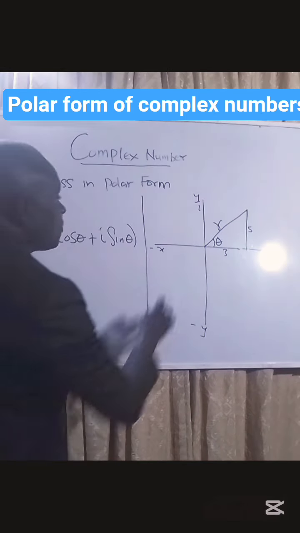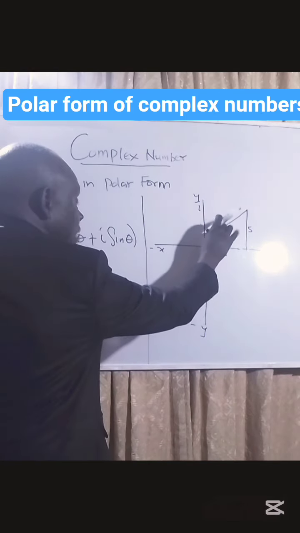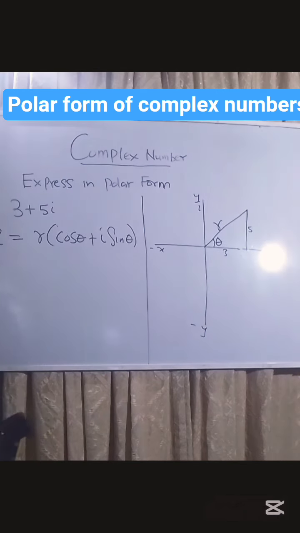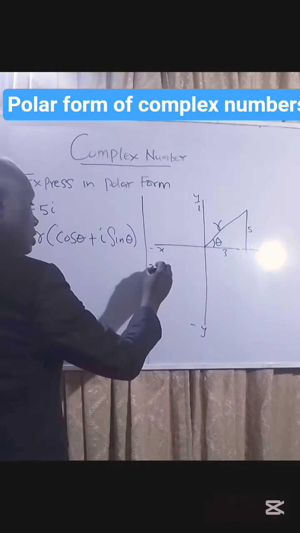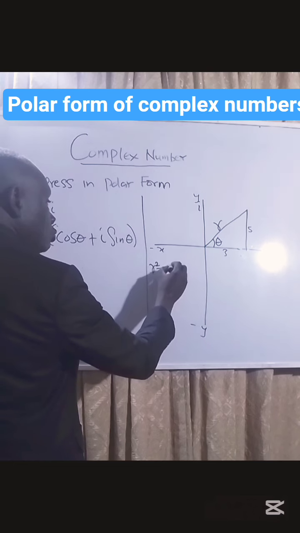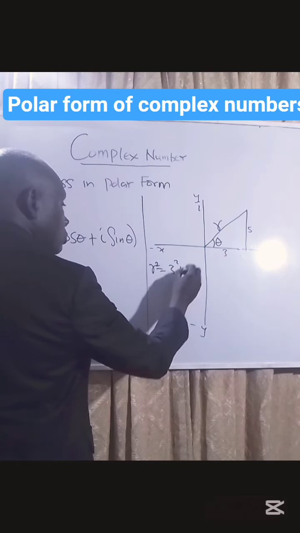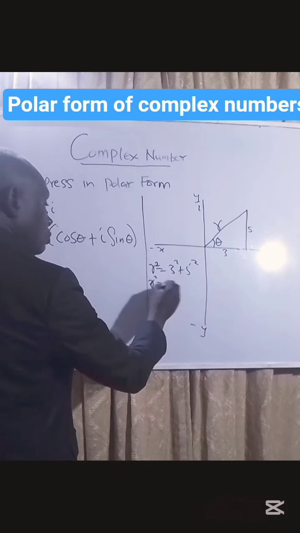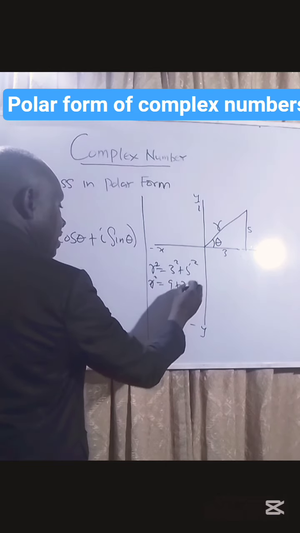Now, first of all, let us take a look at how we can obtain the value of r, which is the modulus of the complex number. So r square is equal to 3 square plus what? 5 square, from the Pythagoras theorem. So r square will be equal to 9 plus 25.